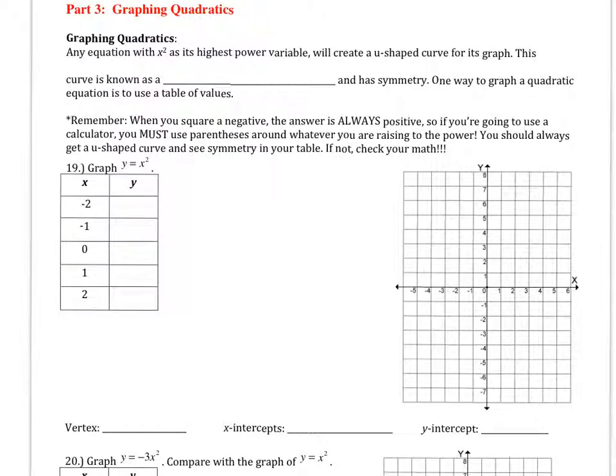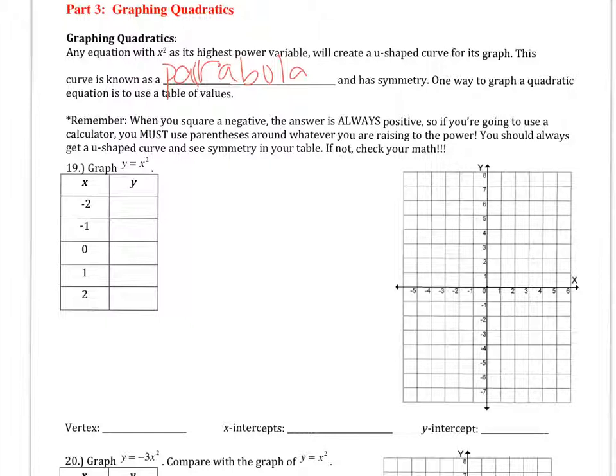Chapter 10, Part 3, we are going to graph quadratics. An equation with x squared as its highest power variable will create a U-shaped graph, and this is called a parabola. That looks like a V, sorry. All right, so what we're going to do is graph this.